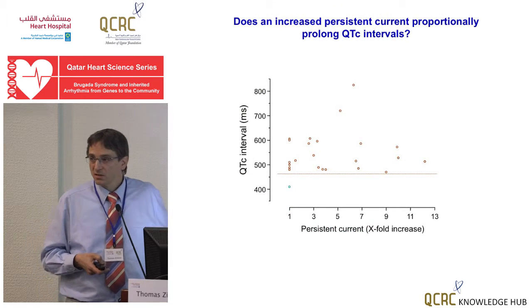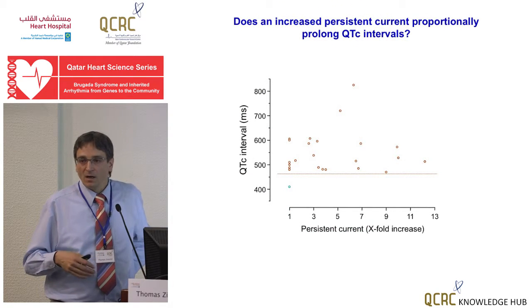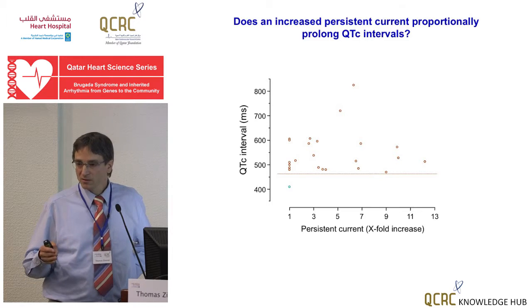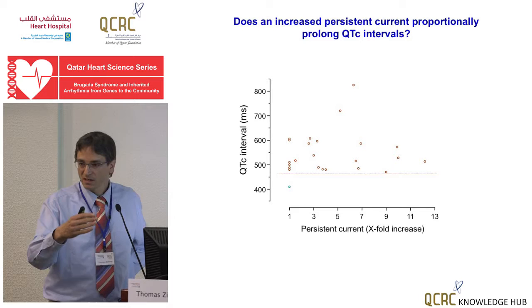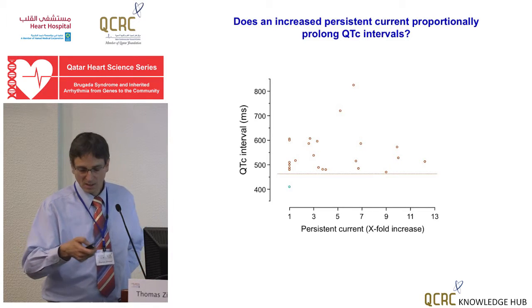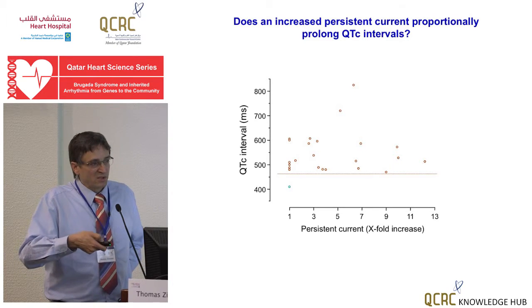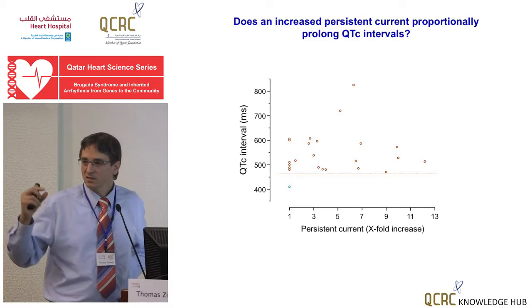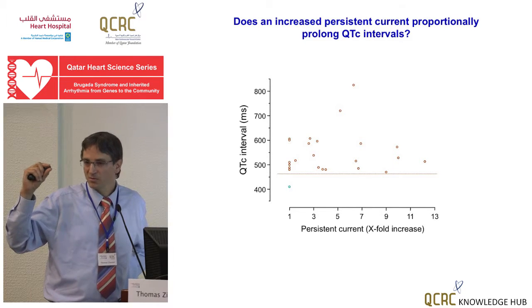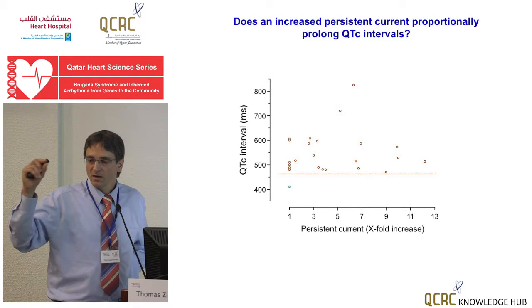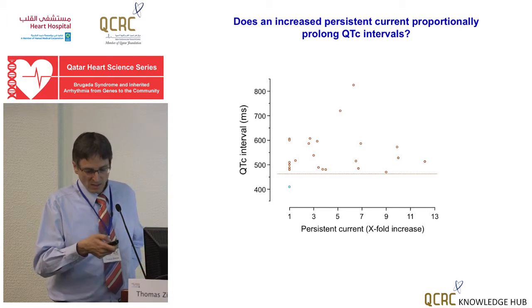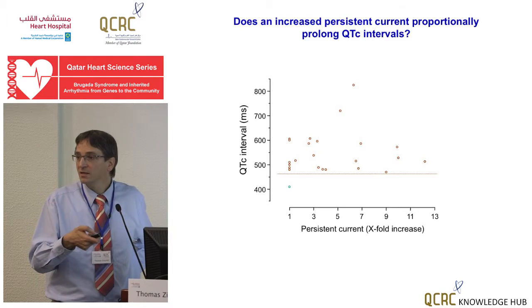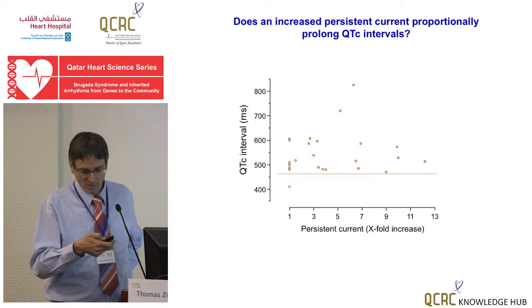So then, if this persistent current is very important to cause long QT3, I thought, okay, then let's plot the QTc values against the size of the persistent current. So here you have the persistent current as x-fold increase compared to wild type. In case of wild type, this persistent current is about 0.5% or less compared to the transient current. This means 1. So if it is increased, then we should see such a correlation, right? The QTc value should be prolonged.